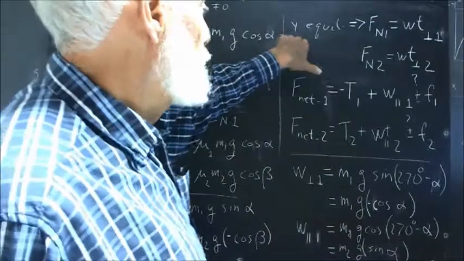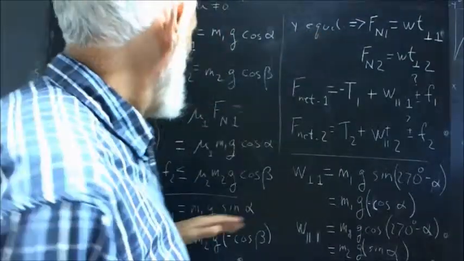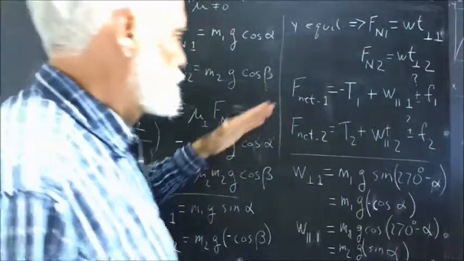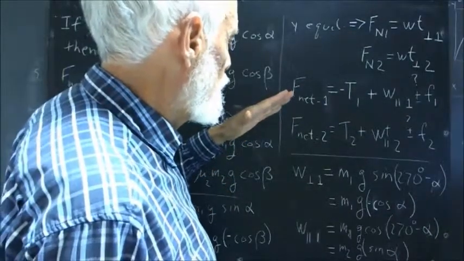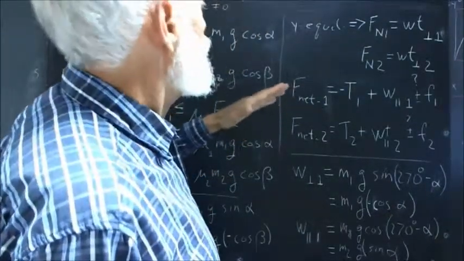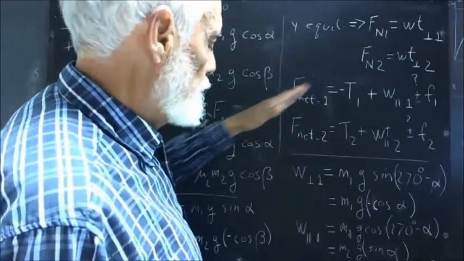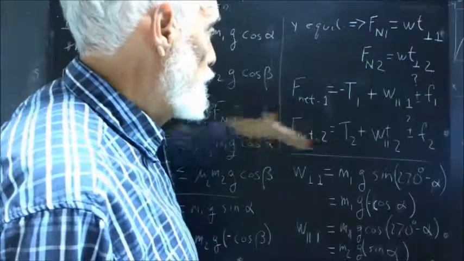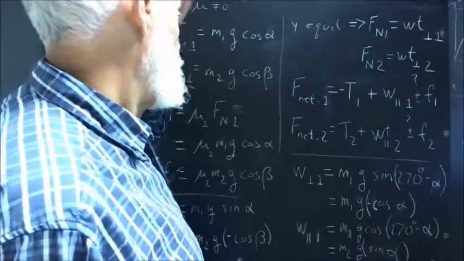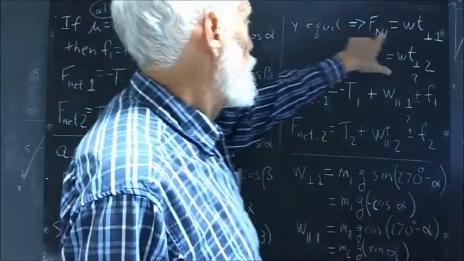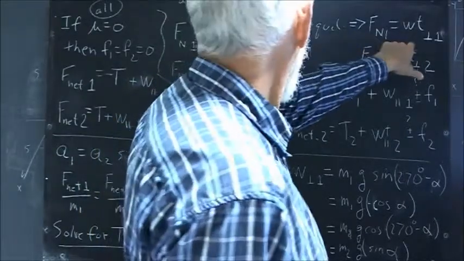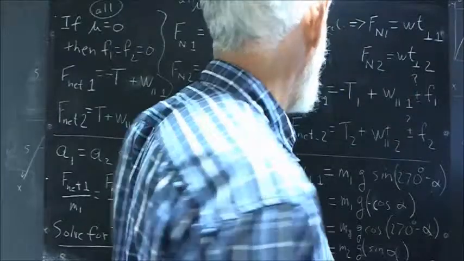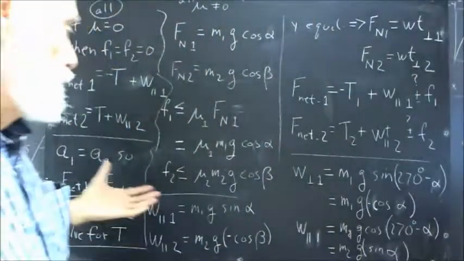Okay. Now, because of y equilibrium, we've set our coordinate axes so that the x-coordinate is parallel to the incline, the y-coordinate perpendicular to the incline. We've done that for the two different inclines. It's y equilibrium that implies that the normal force is equal to the perpendicular component of the weight in each case.